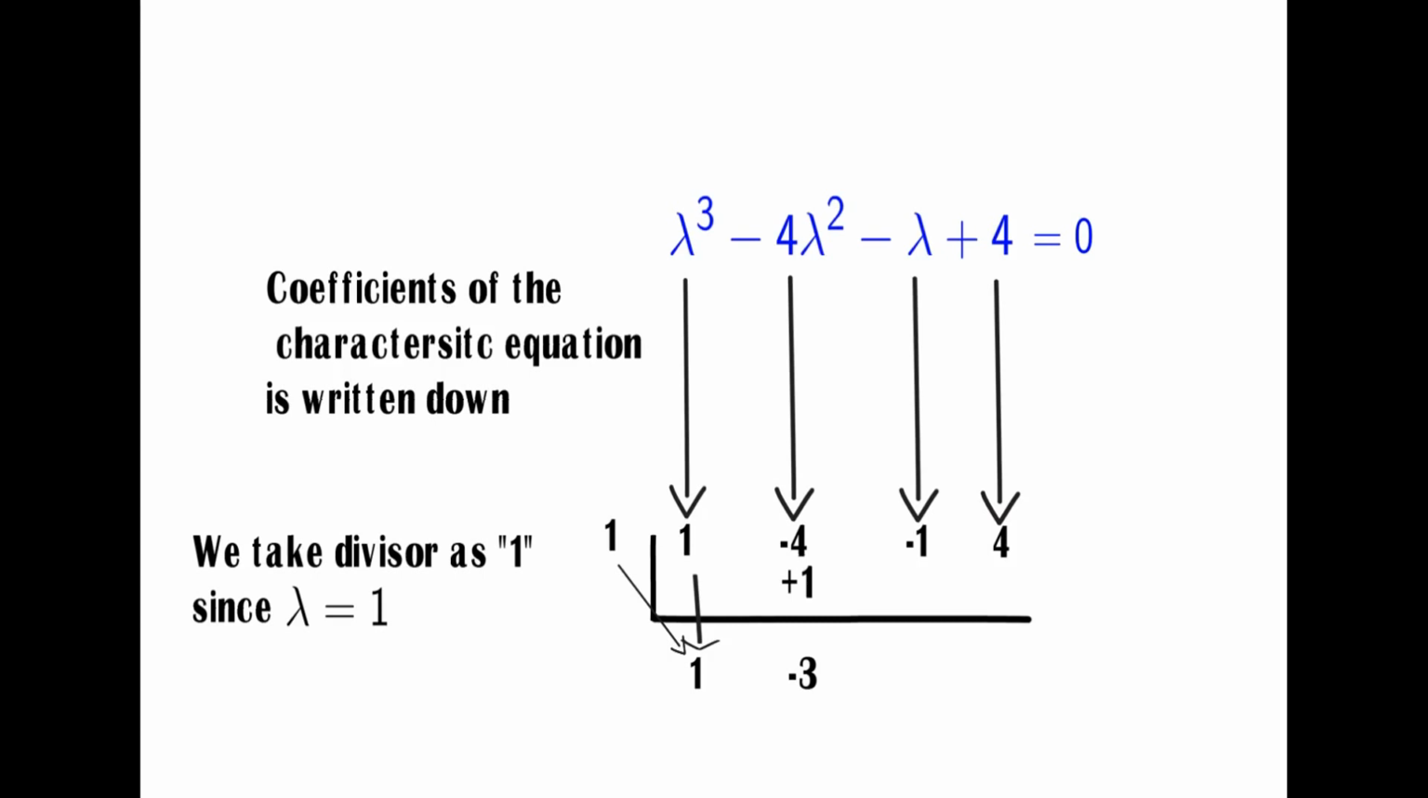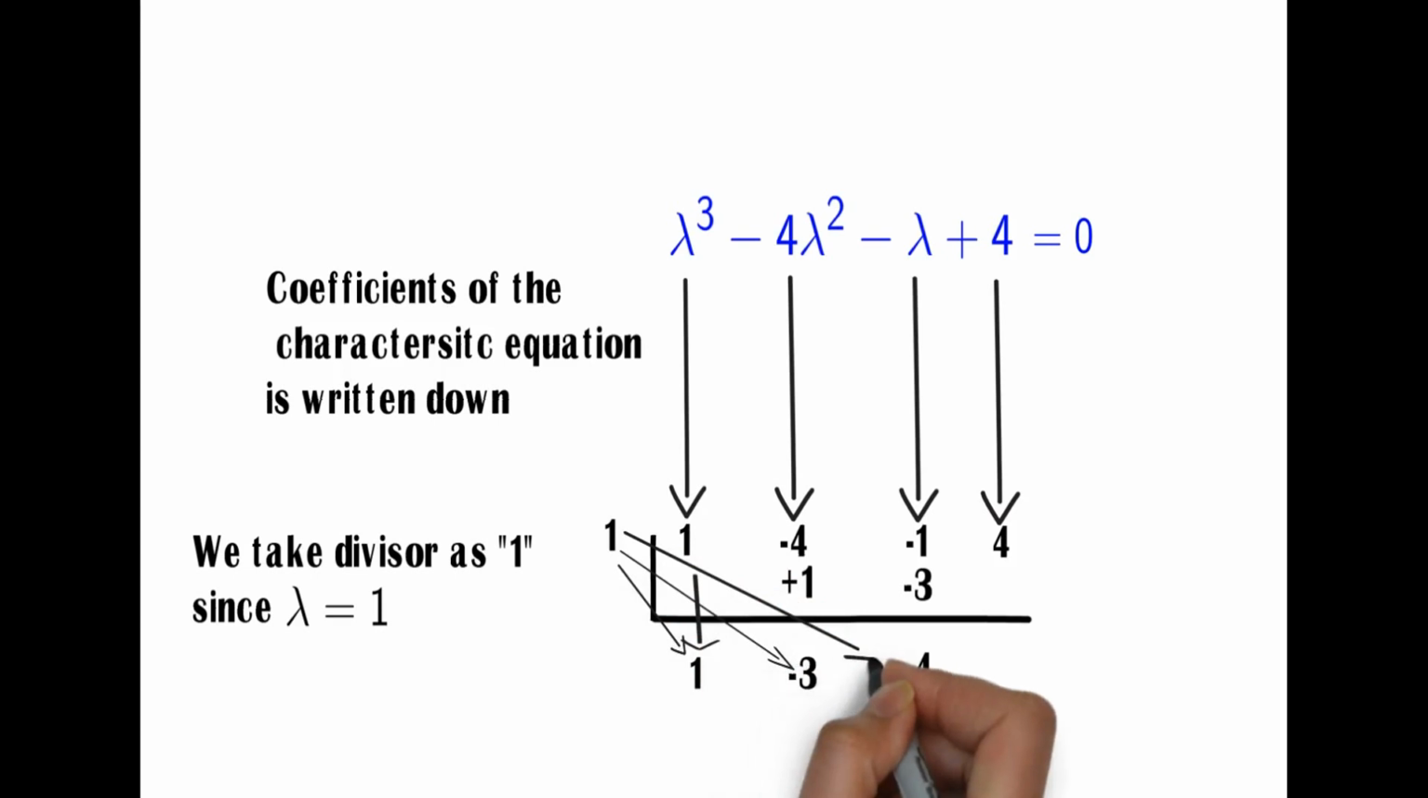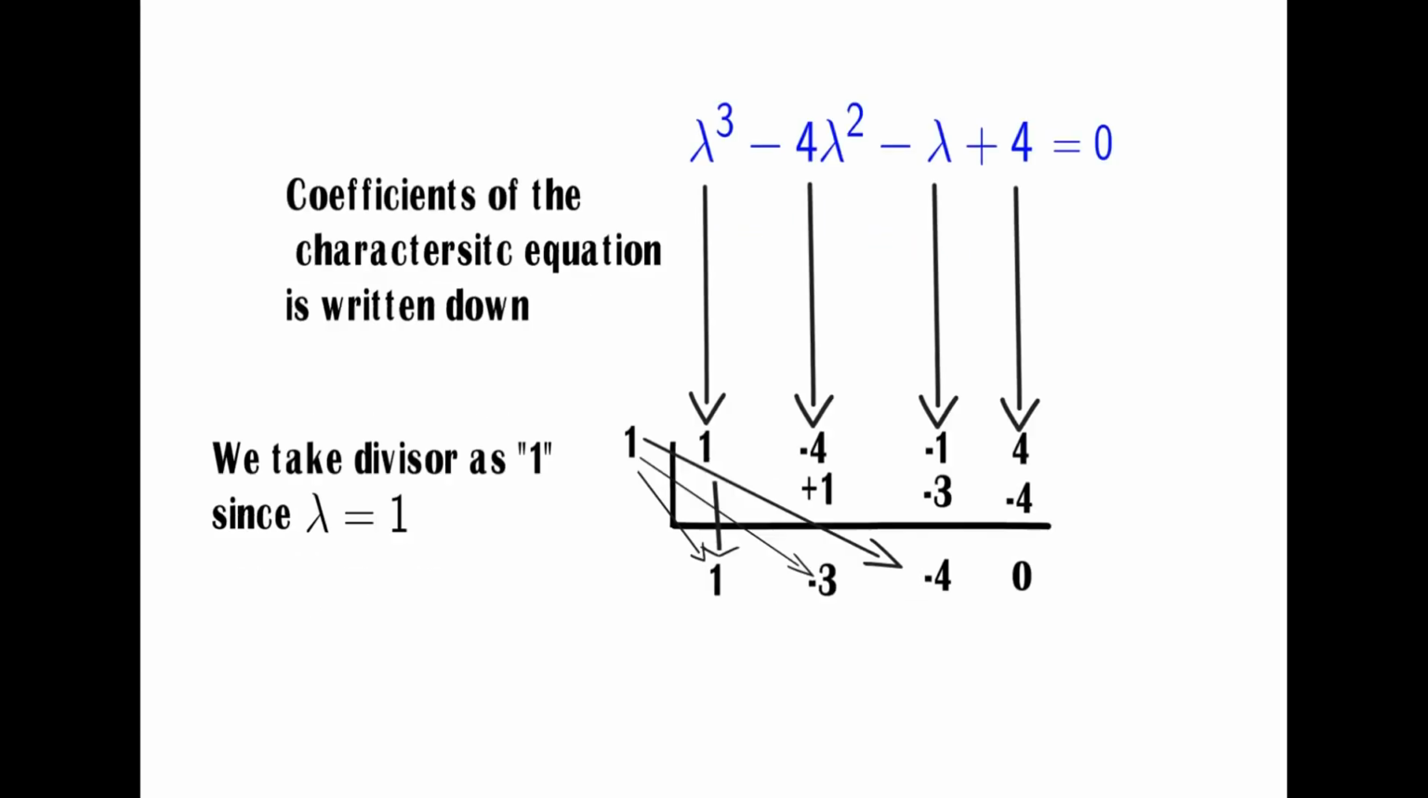Again, minus 3 is multiplied with 1. Then the result is minus 3, and we write it below minus 1 and add minus 1 and minus 3, we get minus 4. And again multiply minus 4 with 1, we get the result as minus 4, which is written below positive 4, and add minus 4 plus 4, we get the result 0.